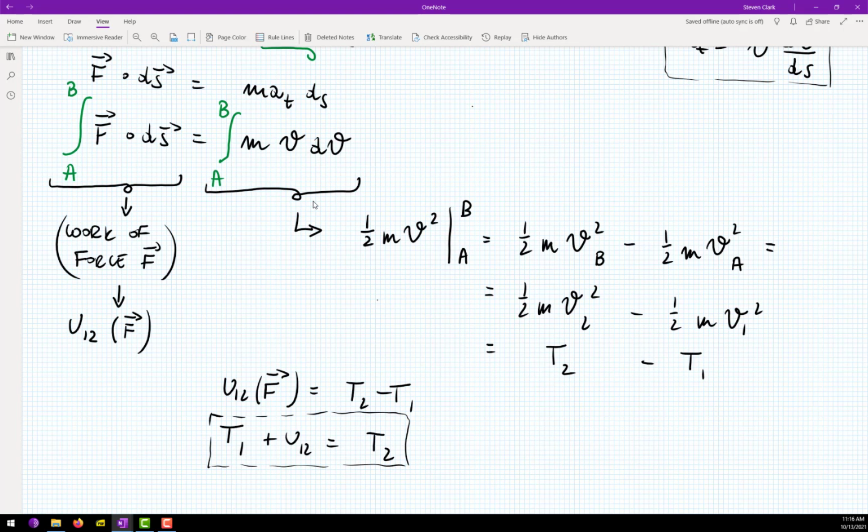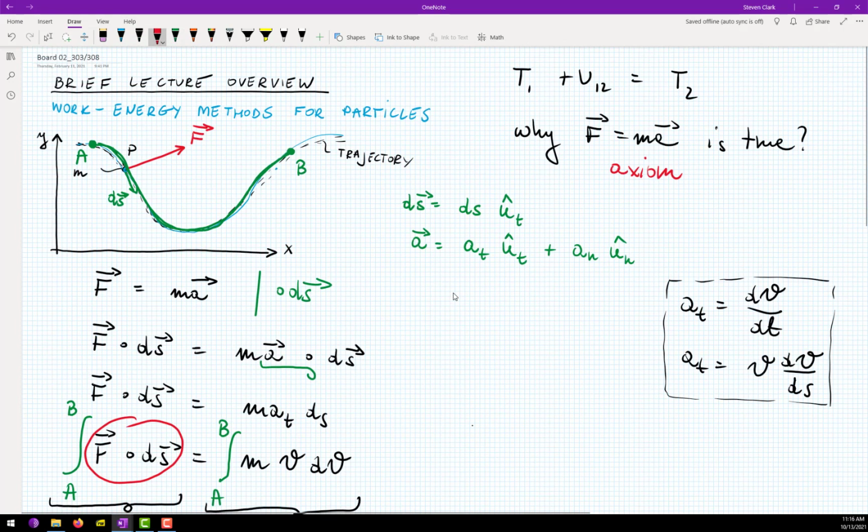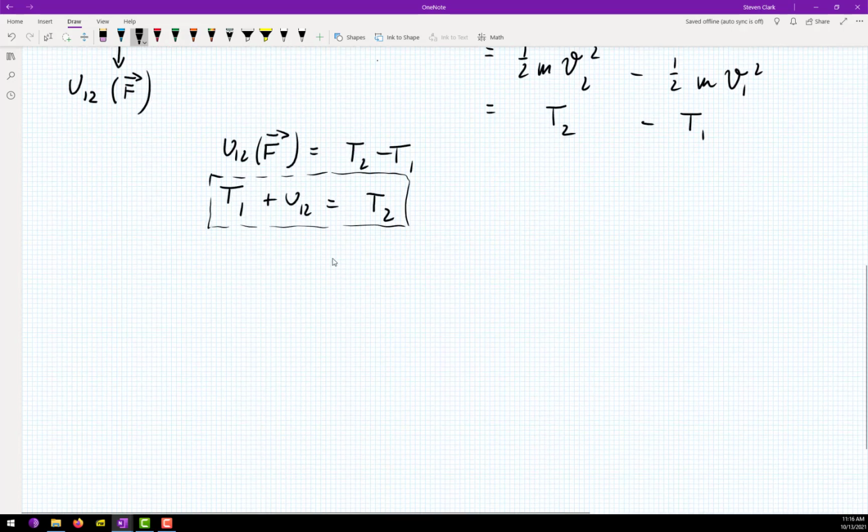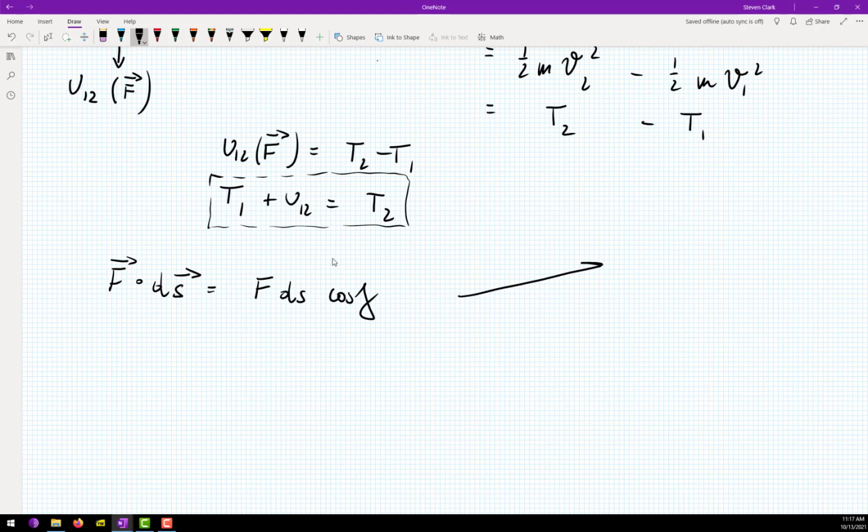Example number 1. Oh, sorry. One more thing before we jump into example number 1. Let's focus on this expression very quickly: F times ds. You can see that here we have an angle gamma between F and ds. By definition, this is F ds cosine gamma, where gamma is the angle between these two vectors, F and ds.